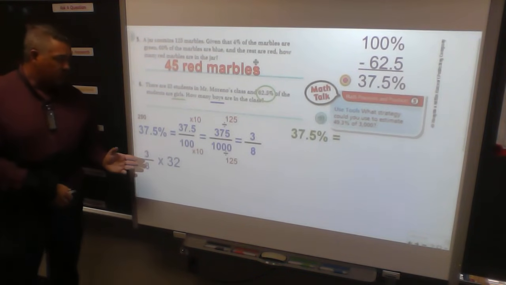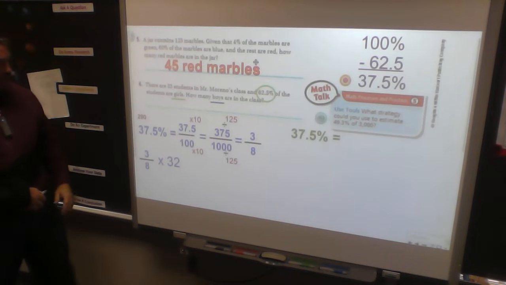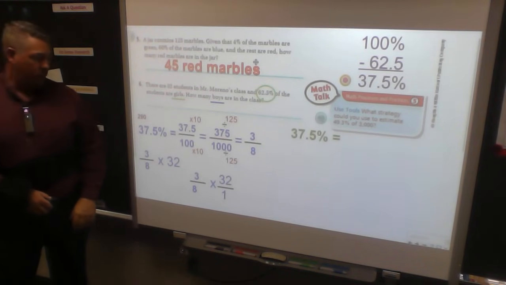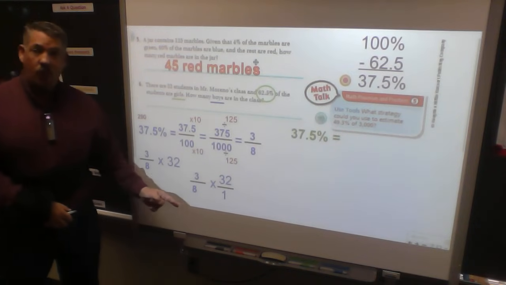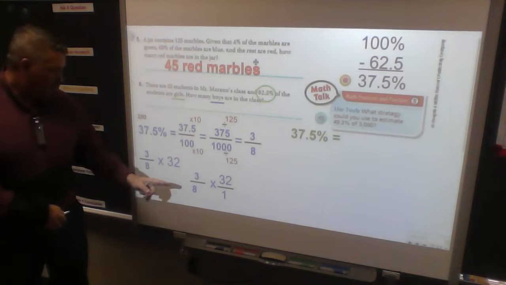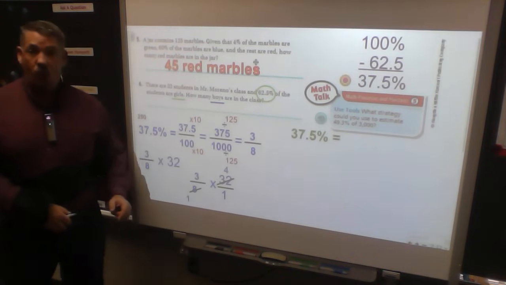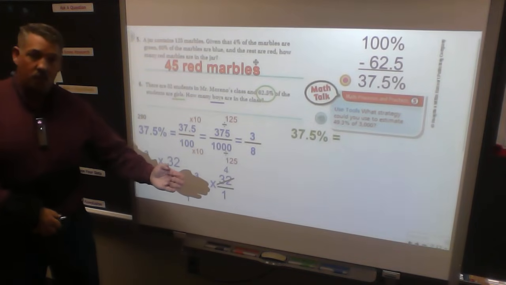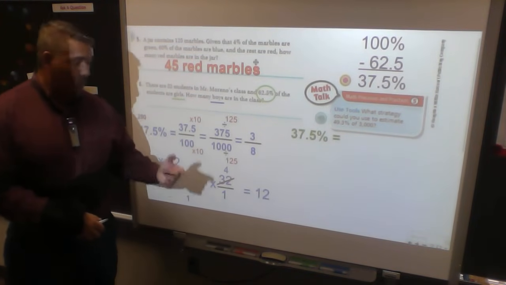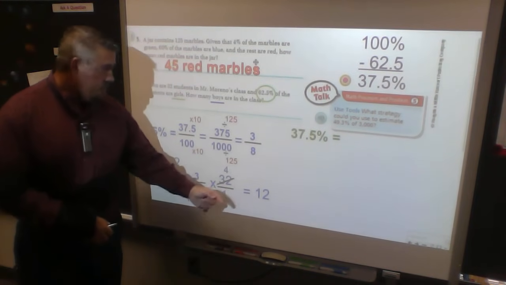So 3/8 times my 32 students, which is what we have in Mr. Moreno's class. I have to put my 32 over 1. I can see that 8 goes into 32 because I know my multiplication facts, and 8 is a factor of 32. So I'm going to reduce by 8. 8 goes into 8 once, and 8 goes into 32 4 times. Then I multiply across. I have 3 times 4, which is 12. It's not a ratio rate or unit rate, so it's just 12.